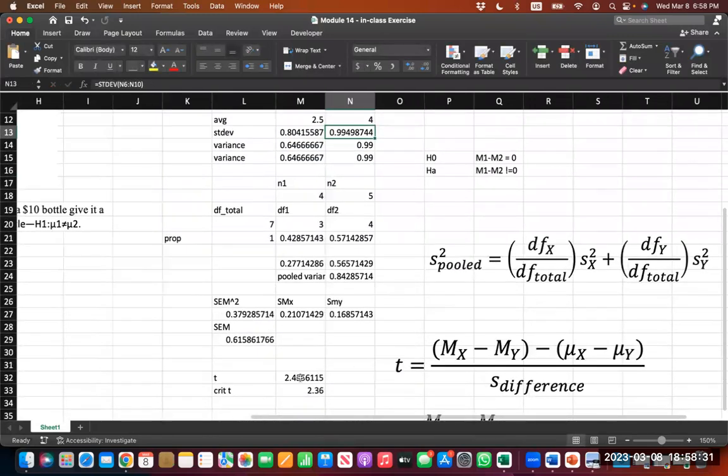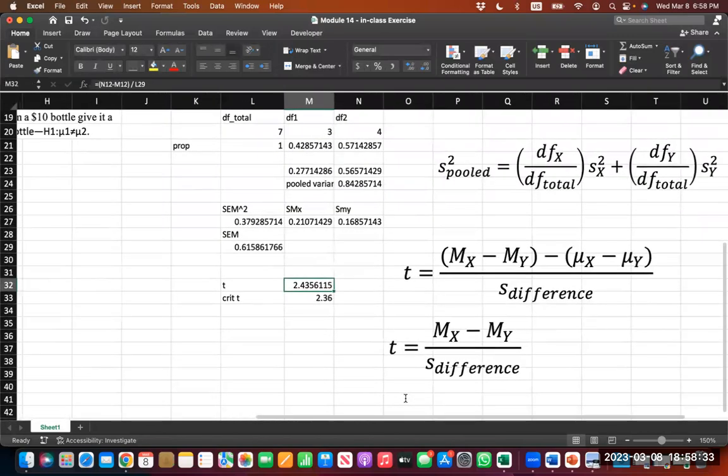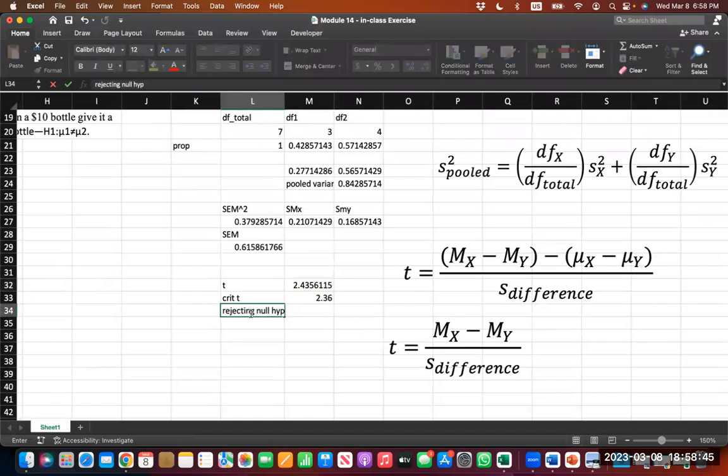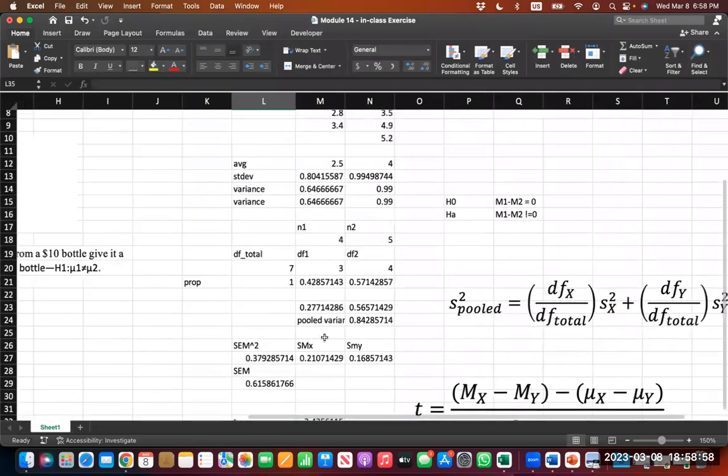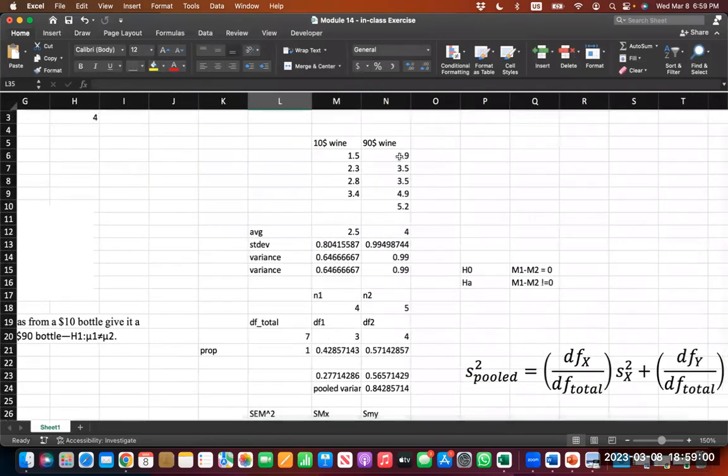So now all the way down there, we have a t of 2.44. So now we're basically rejecting our null hypothesis and accepting the research hypothesis. So what is the conclusion of this? We basically know now that a wine will be rated better if it's labeled as a more expensive wine.